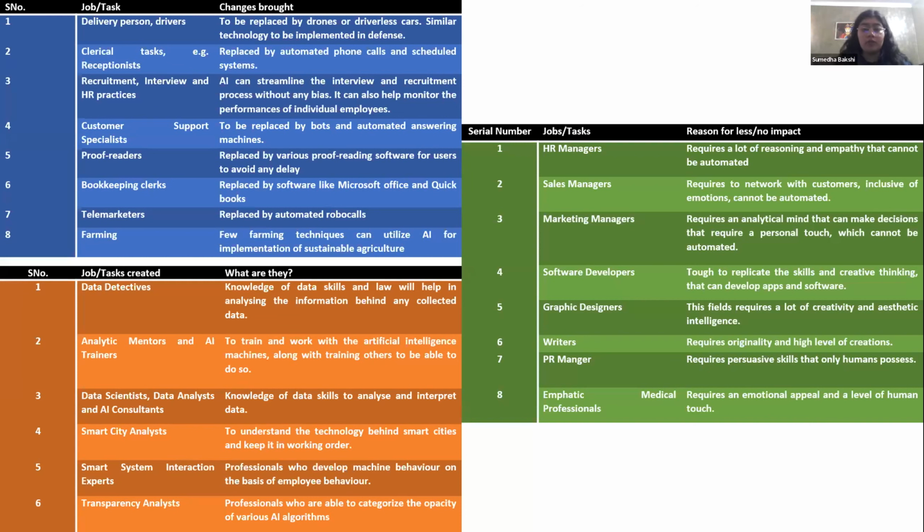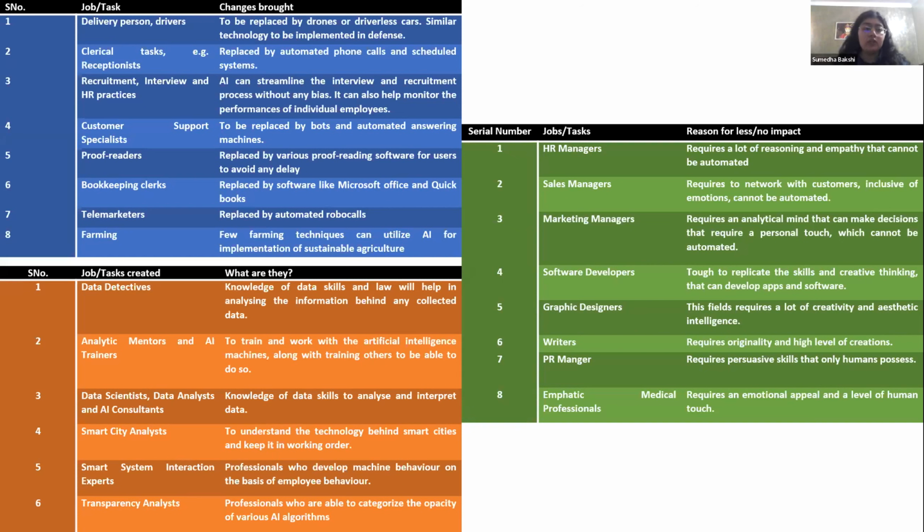So these are the three main segregations that we did. The first one is of the jobs and tasks which have already been replaced by AI. The second table, which is in orange color, depicts those tasks which would be created with the infusion of AI. And the third, the green color table, depicts those jobs and tasks which have either experienced quite less impact or may not be completely impacted by AI.